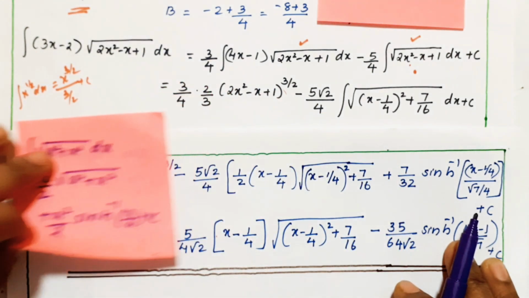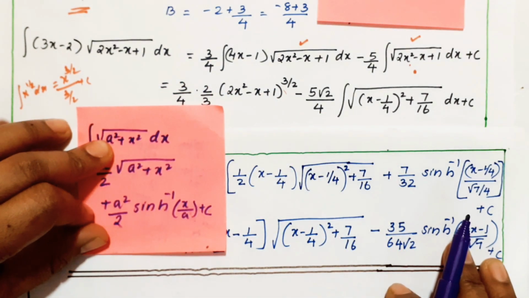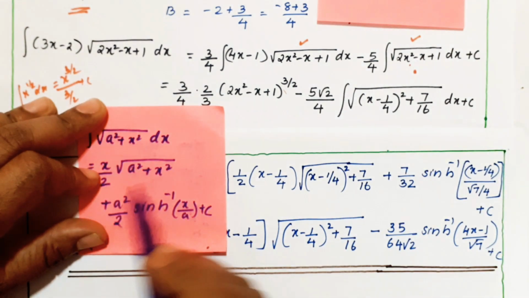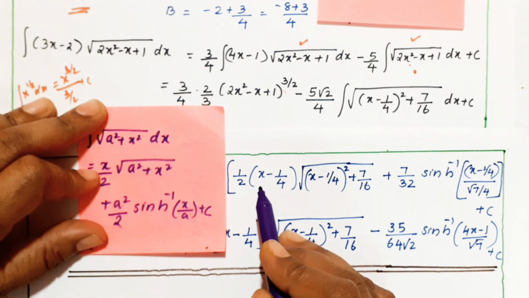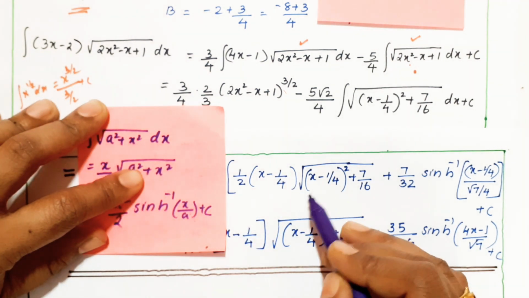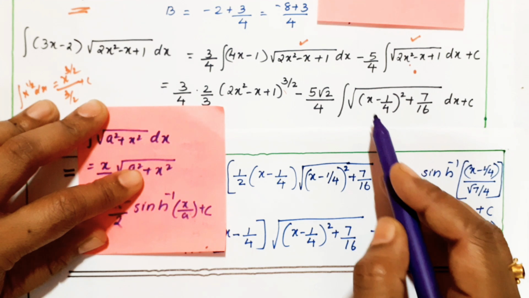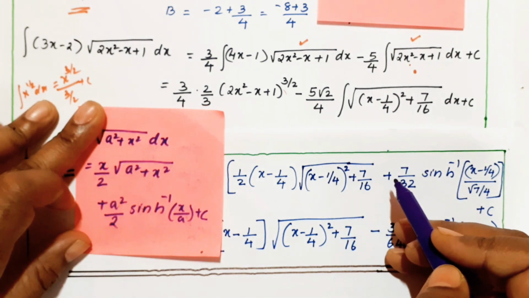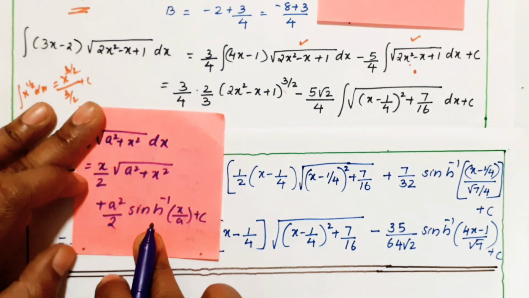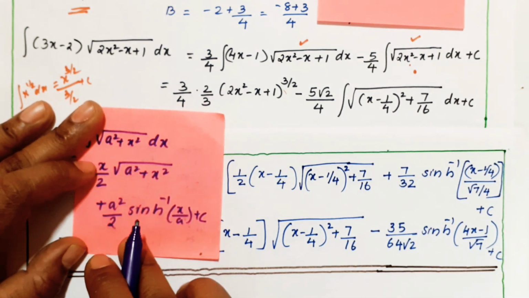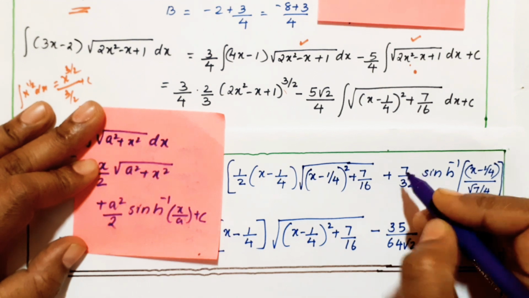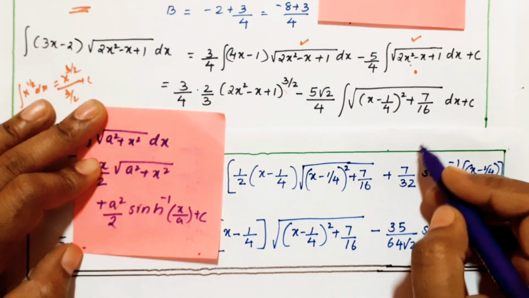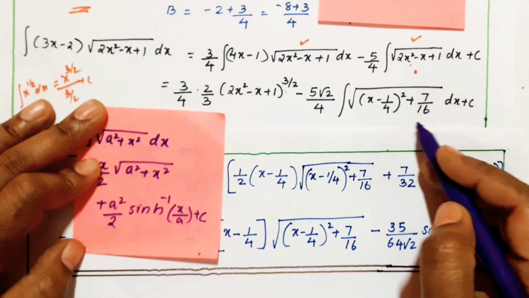Now 5 root 2 by 4 also there is no problem. From inside you check it. This term, how can we write it? x by 2, that is (x minus 1 by 4) by 2, root over the same term you write, root over (x minus 1 by 4) the whole square plus 7 by 16, plus next term, what is it coming, you see, a square by 2. Okay, what is a square by 2? A square by 2 is 7 by 32 I wrote, because this is in the form of a square only.